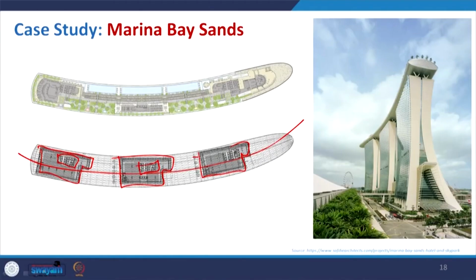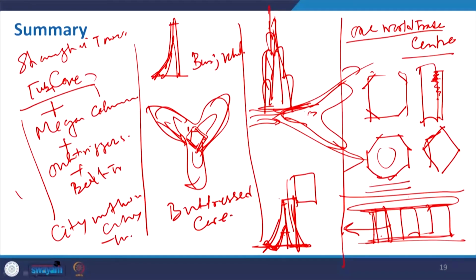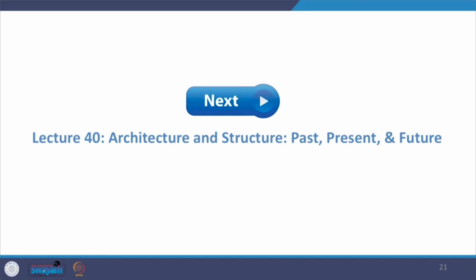So this kind of form, this kind of base, this particular tilt is creating stability, adding stability to the building. So with that I conclude here, and we are almost at the verge of completing this particular course, and we will be discussing in the next lecture the architecture and the structure, the past, the present and the futuristic architecture.